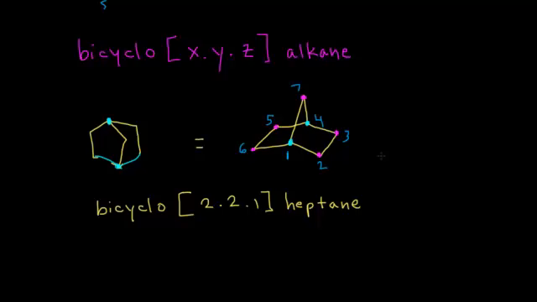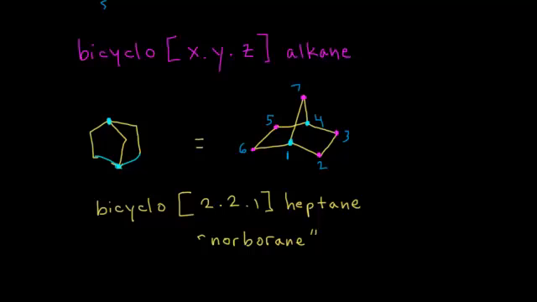This molecule turns up a lot in nature, so much so that it actually has its own common name. This is also called norbornane. So let's write that here. So this is norbornane, again, a structure found often in nature.